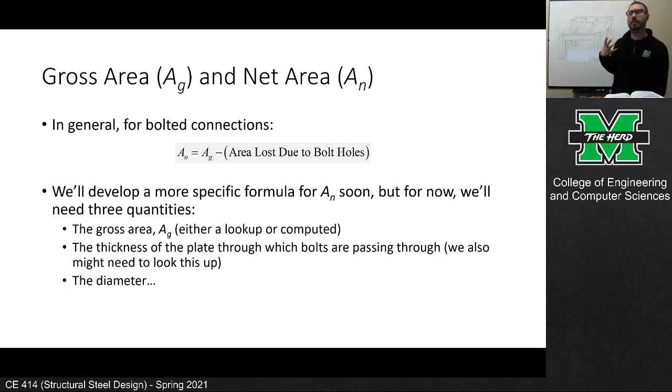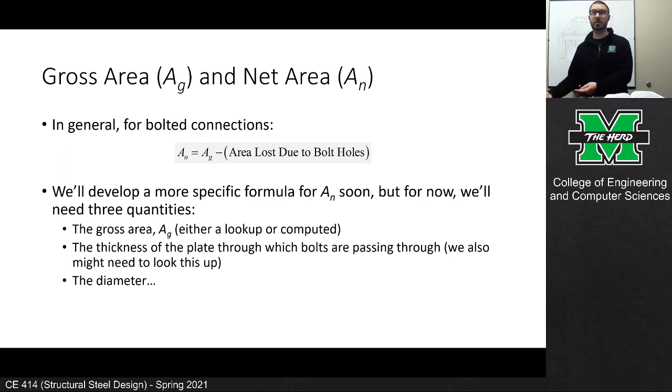So in general, for bolted connections, this would be the basic formula, the basic idea. For bolted connections, the net area equals the gross area minus any area that you have removed from the connection due to the presence of bolt holes. Okay? Now we're going to develop a more specific formula soon for An. So don't worry, I'm going to take this conceptual formula and refine it a bit later. But for now, in order to develop the net area equation, we're going to need three quantities.